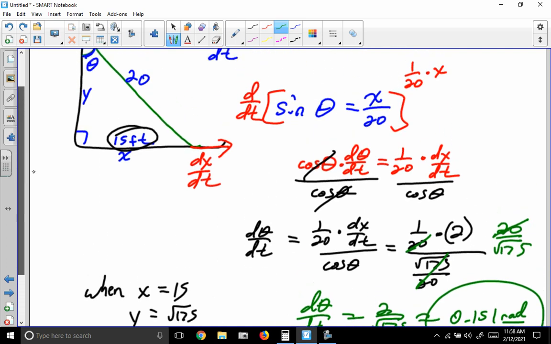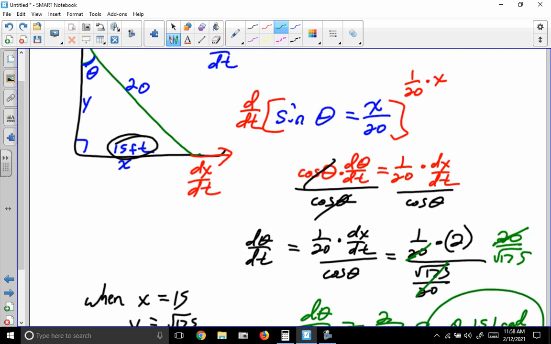So for all of these, whatever rate we're looking for, we need to write a formula that relates our variables, and then once we have how our variables are related, we take the derivative so that we can get how our rates are related. Notice we had this relationship between x and theta. Once we took the derivative, now we have a relationship that involves the rate of x and the rate of theta.